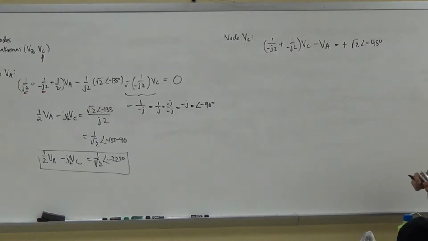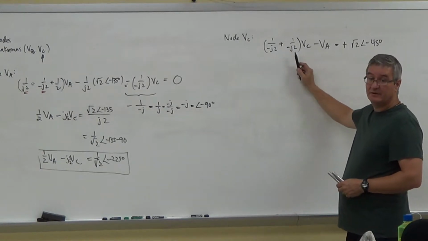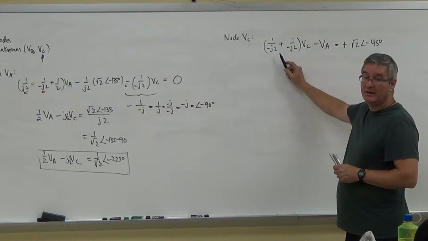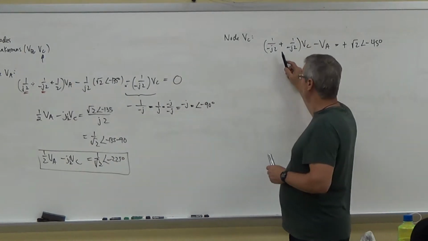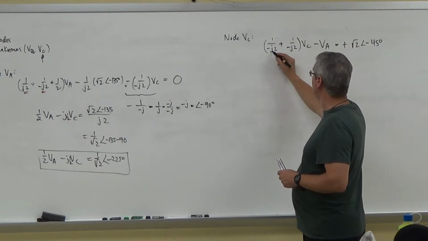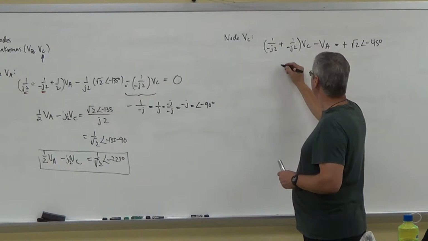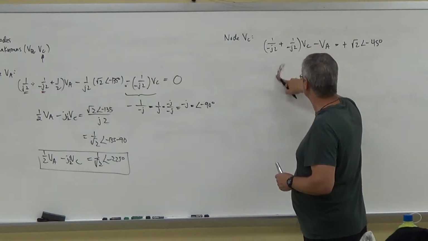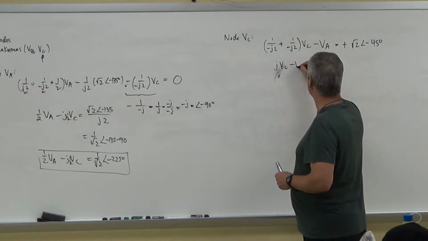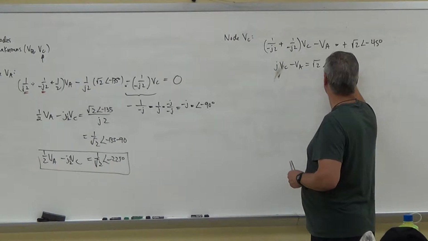So if I clean this up here, note that this is 1/2 plus 1/2 gives me 1. So that means I have 1 over negative j2. But remember, negative j here is the same as positive j in the numerator. So then this becomes 1 over j, becomes j VC minus VA square root of 2 at minus 45 degrees.